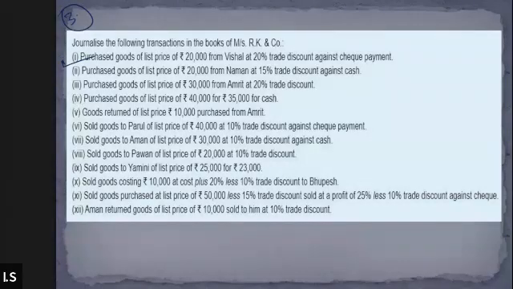Okay, so first of all, purchase goods of list price 20,000 from Vishal at a 20% trade discount against check. Since we are purchasing goods, purchase is what? I've already told you that purchase is a kind of expense, right? When we purchase goods, our expenses will increase, yes or no? Yes. And at the same time, we are paying for the goods from the bank, right? We have paid it through check, right?